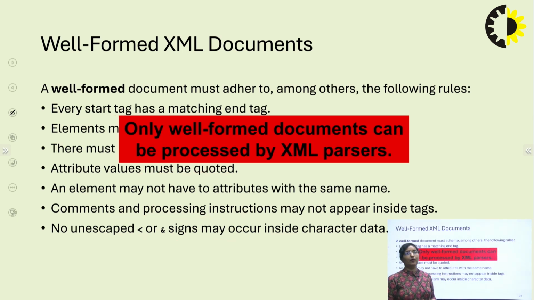So only well-formed documents can be parsed by XML parsers. If the document is not well-formed, if we have not followed all these rules, what will happen? The browser will not read the data properly. It will simply read the data as text. But the major use of XML, which is to describe data, will not be possible if I write the data without following all these rules and regulations. So this is an important part of writing XML. Thank you.